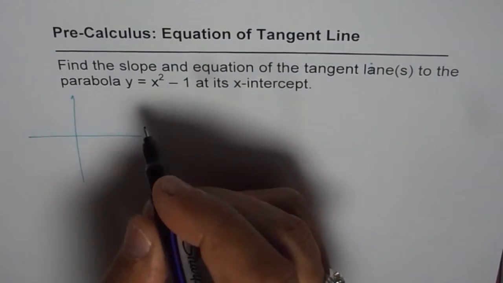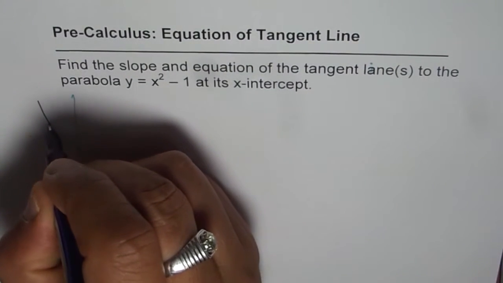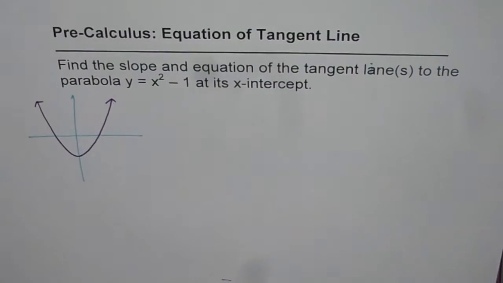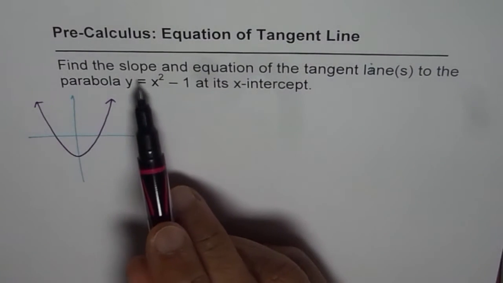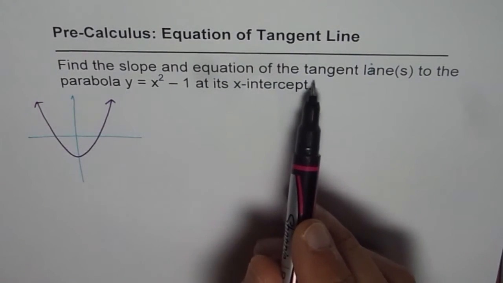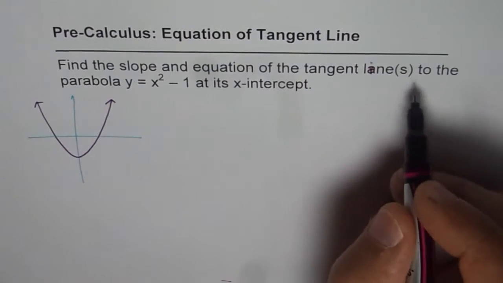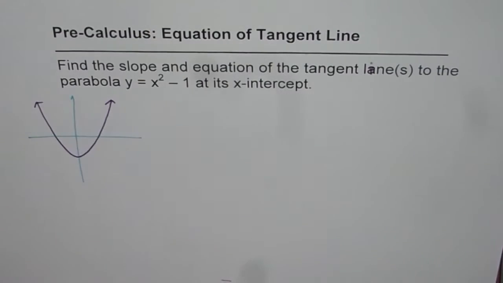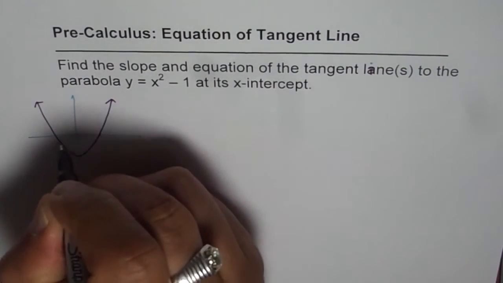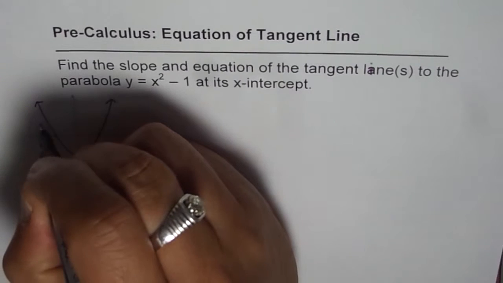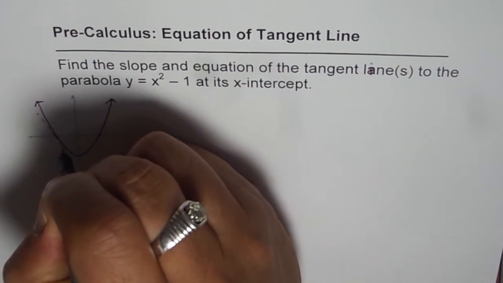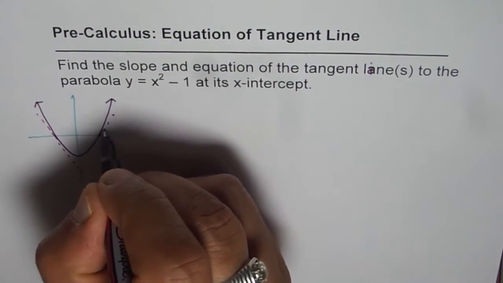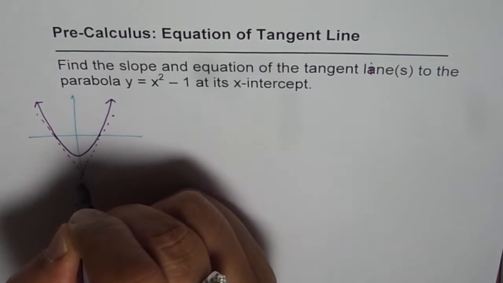So x squared minus 1 really means that the parabola will be shifted one unit down, kind of like this, right? So that will be a parabola, and we need to find the slope and equation of the tangent lines to the parabola x squared minus 1 at its x-intercepts. So these are the x-intercepts, right? At these points. If you draw a tangent line here, it will be kind of like this, and if you draw a tangent line there, it will be kind of like this.